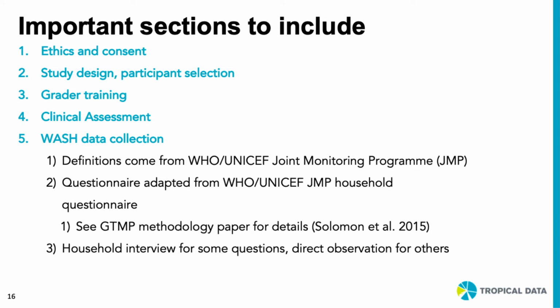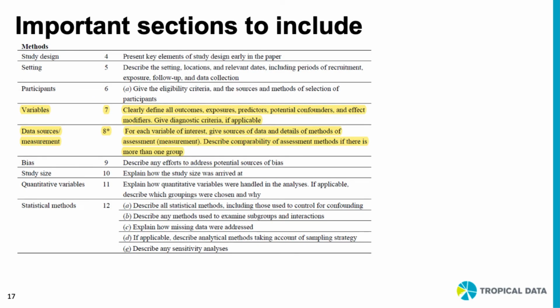It's worth mentioning that water sources are assessed by questions asked to the household head, whereas latrines and hand-washing facilities are assessed by direct observation. Covering these details would ensure the STROBE checklist recommendations on variables and data sources are met.